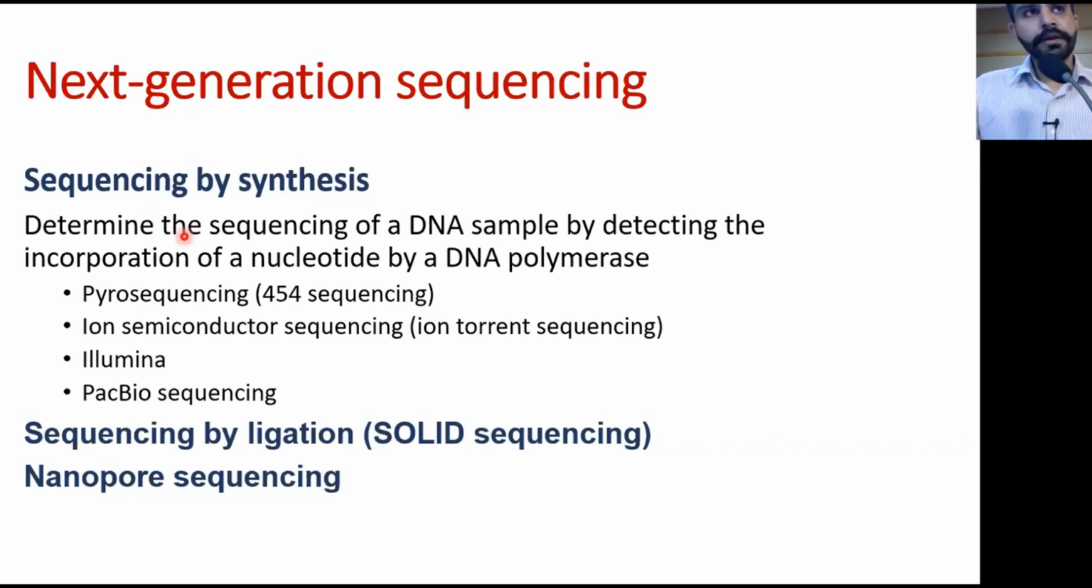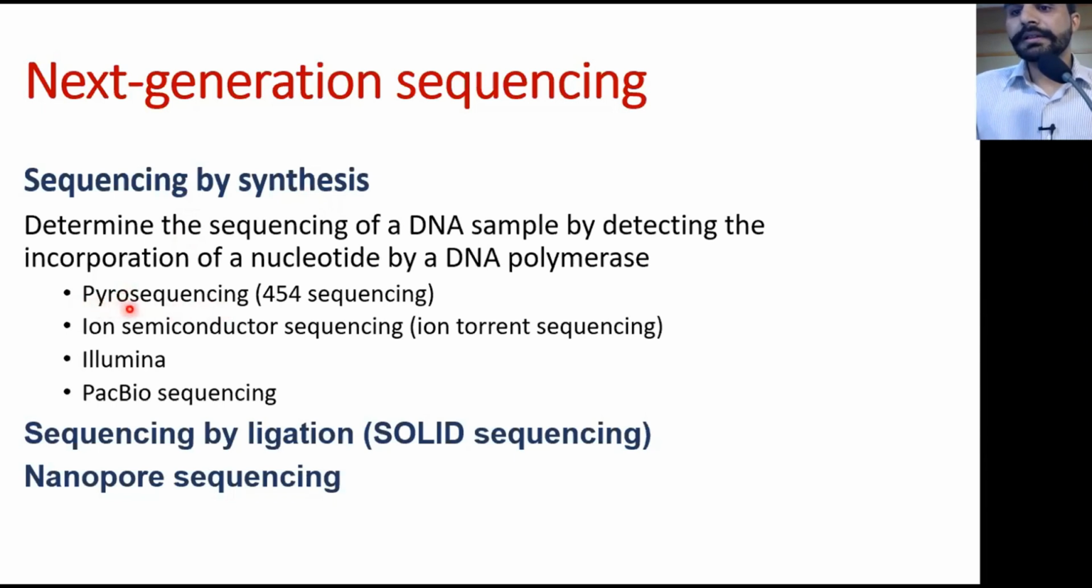We have a template, we incorporate new nucleotides, and as we are incorporating new nucleotides, we try to detect what nucleotide is being incorporated. This is how we find the sequence information of the DNA. If we do it by this method, it is known as sequencing by synthesis. We are synthesizing the DNA, and while we are synthesizing the DNA, we are determining its sequence.